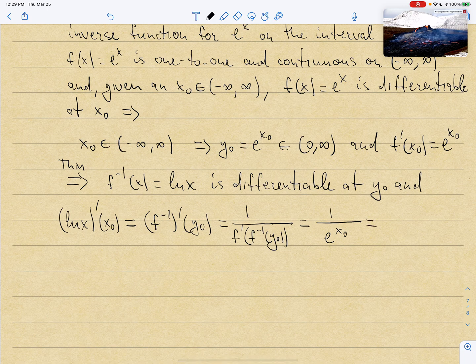And who is x0? x0 is natural log of y0, right? Because if y0 is equal to e to the power x0, then x0 is log of y0. So what you get is 1 over e to the log of y0. And of course, e and log will cancel each other out, and so the answer is 1 over y0.